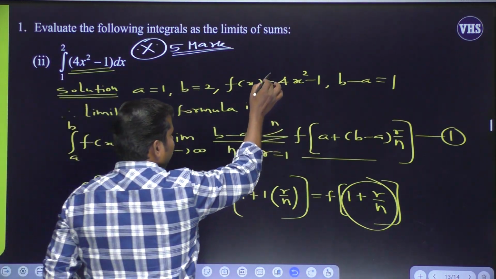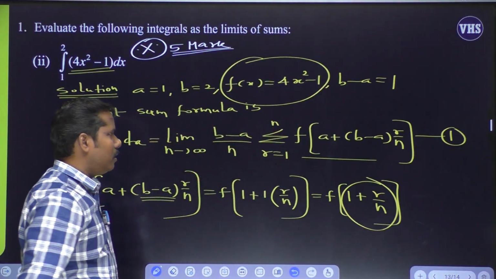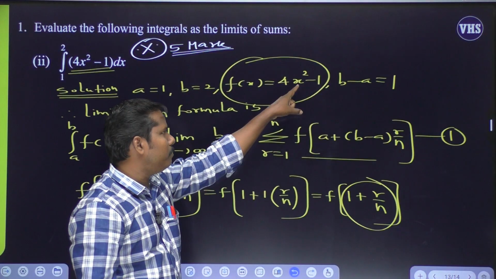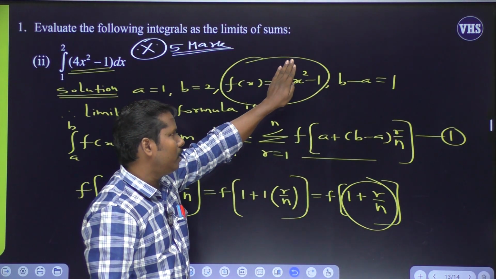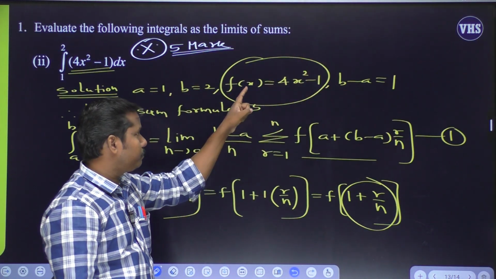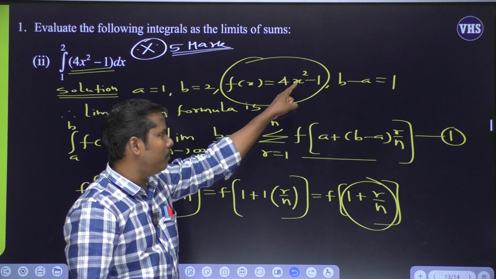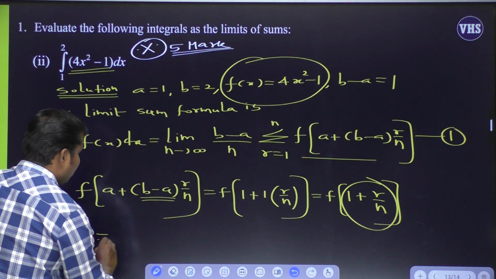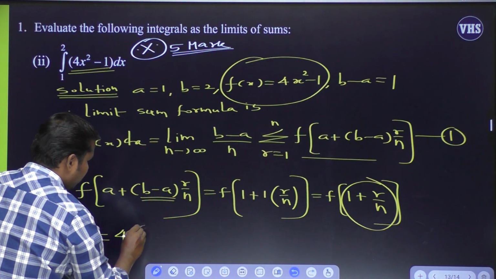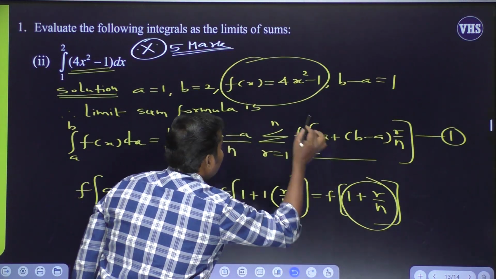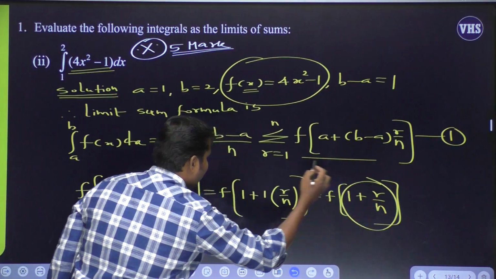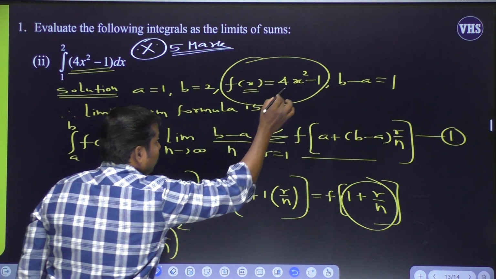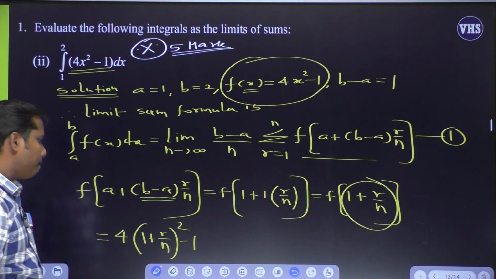What is our f of x here? First understand it. For x, the square comes up, you multiply it by 4, and from the result you subtract 1. Again, x means the square should come up, multiply it by 4 and subtract 1. But tell me, what is the answer? 4 into x squared. What is x here? In the place of x, what are you getting? 1 plus r by n, whole squared. At last you should subtract 1.